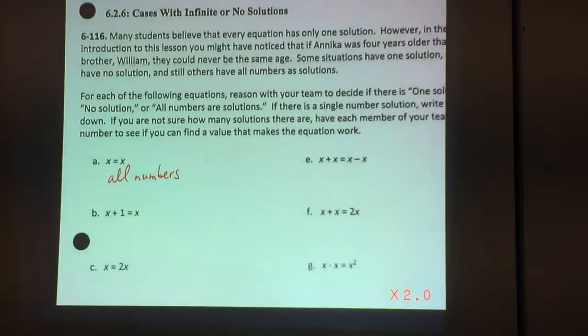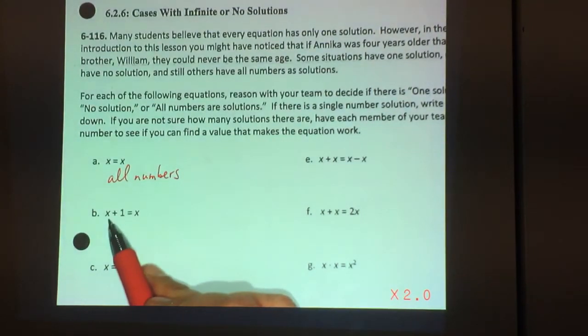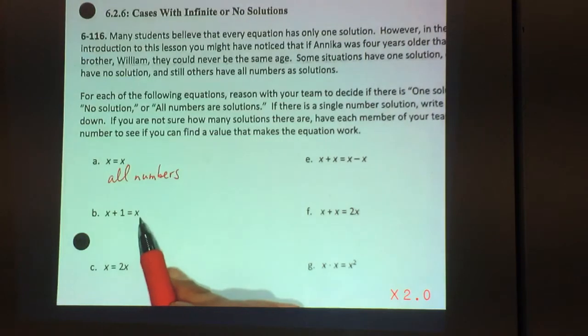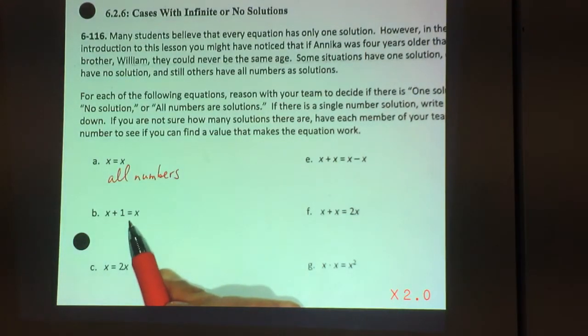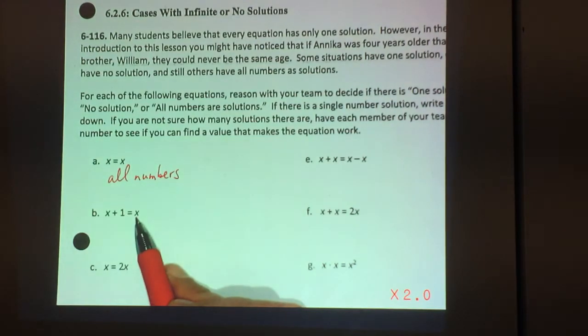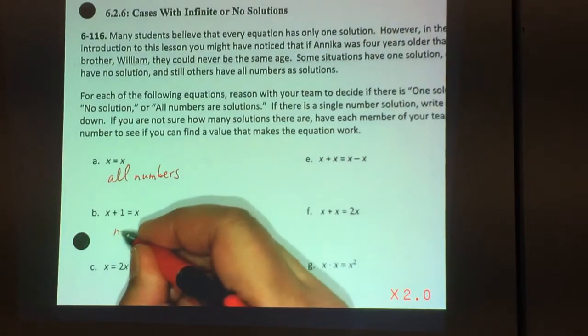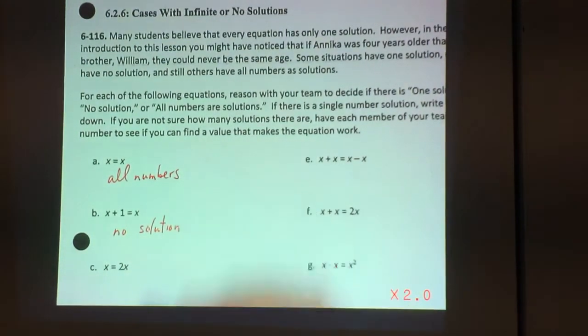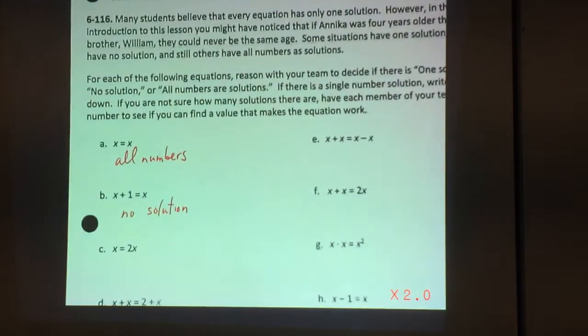Okay, go down to B. On the left side, you have X plus 1 equaling X. Will that have one answer, no answers, or all numbers? So this side will always be 1 bigger than this side. Will that ever be true? No. No solution.